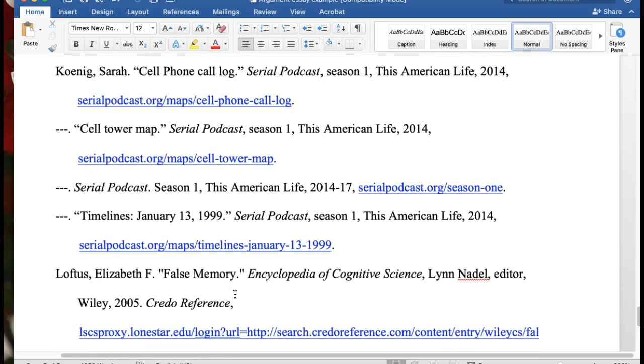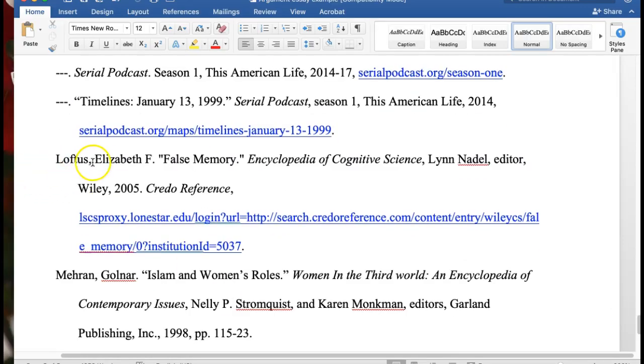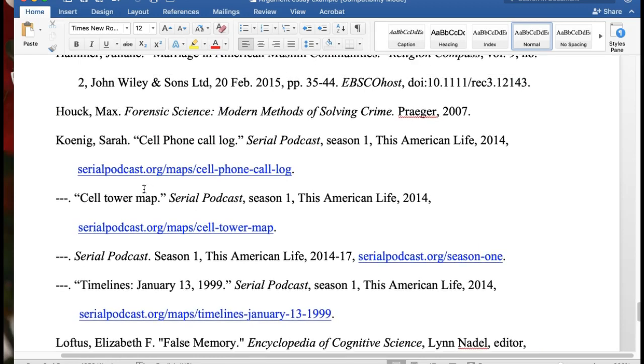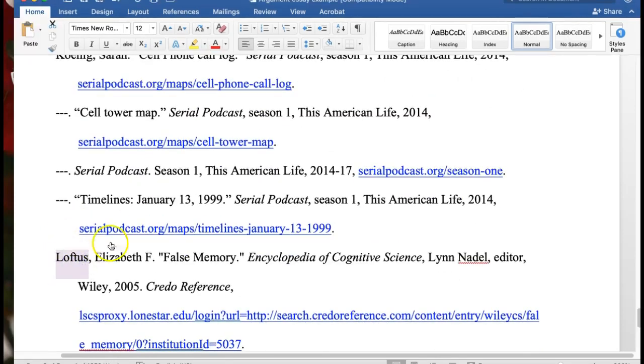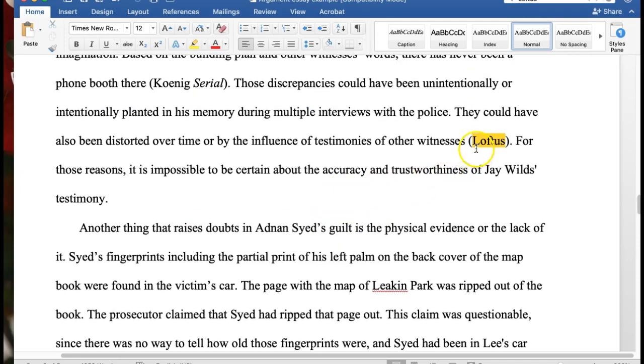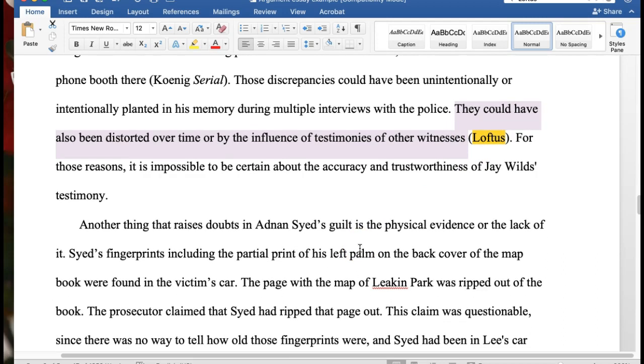So for example, let's use this. Loftus, Elizabeth F. False Memory, Encyclopedia of Cognitive Science, which this particular student found in Credo Reference. There is no page number here. So let me just do a search for Loftus. Let's see how she used it here. There you go. If there is no page number, you don't have anything to put there, so you're literally just going to put the last name. Again, this tells me, as someone who is grading and looking for the research, and yes, I do check your sources, by the way, that you found the information in this sentence or paragraph in Loftus. And so I just go back to your works cited and see what Loftus is.